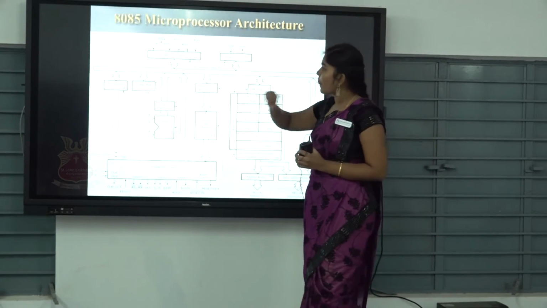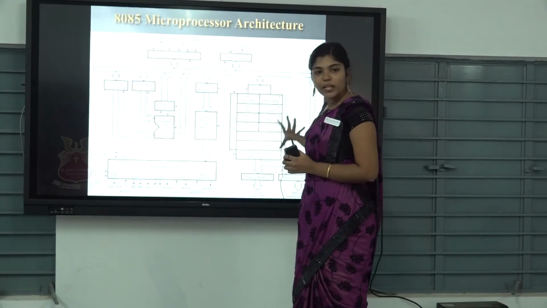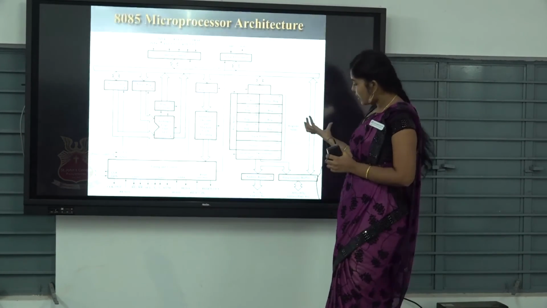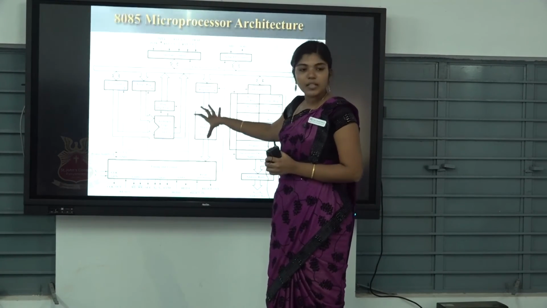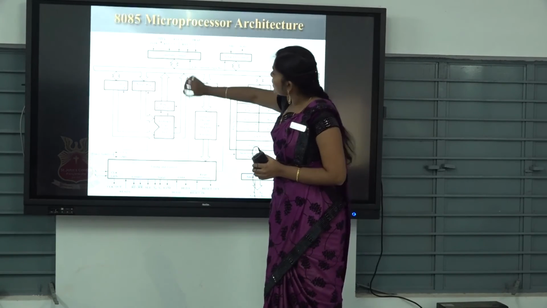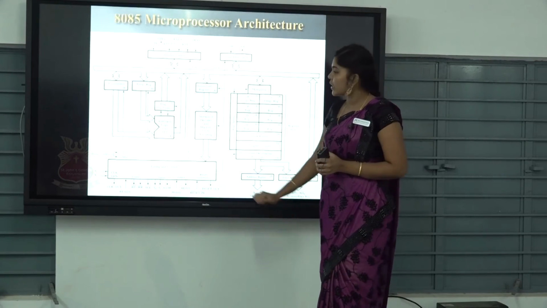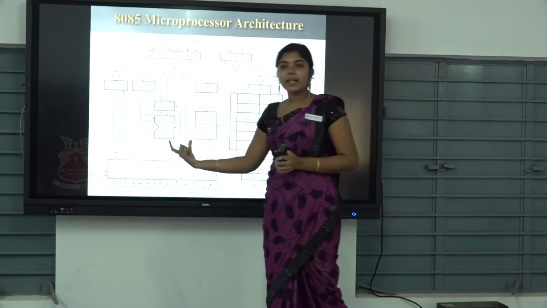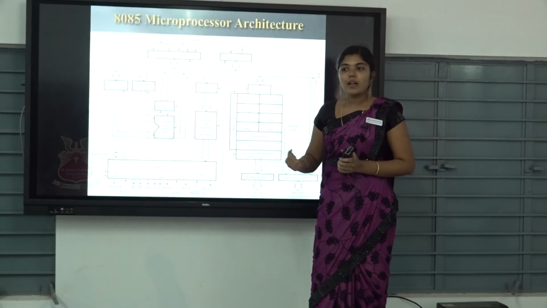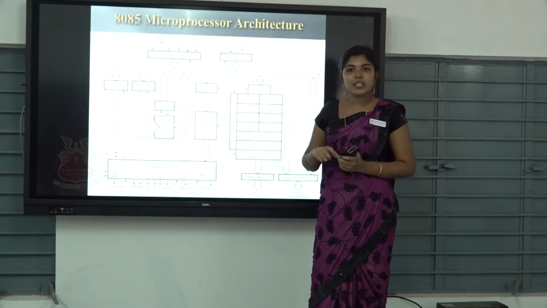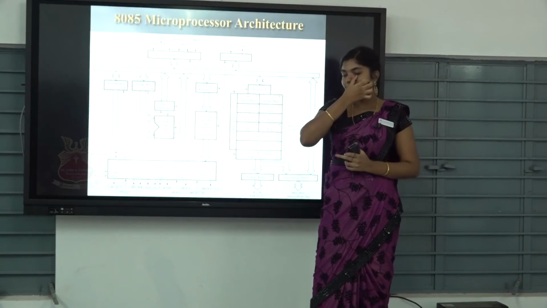Once again, the various blocks are: ALU operations, set of register operations, address and data bus units, timing and control signals, instruction registers and instruction decoders, the interrupt control and the serial IO controls. ALU is the arithmetic and logic unit. It performs arithmetic and logical operations. Arithmetic operation means addition, subtraction. Logical operation means AND, OR operations.